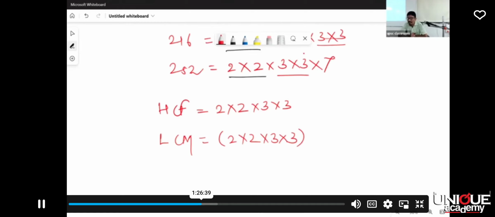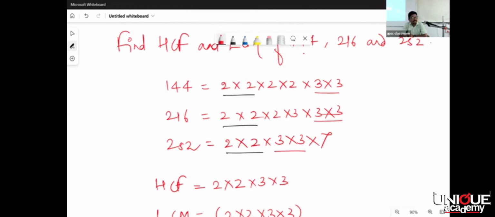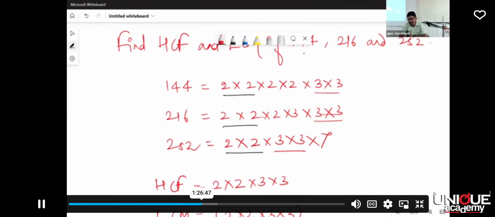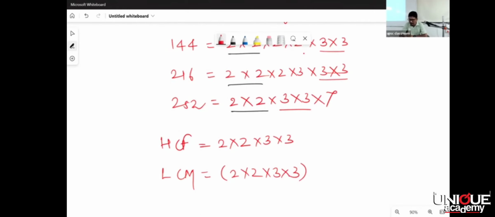Now in the case of LCM, first of all, the HCF 2 into 2 into 3 into 3 is already here. Now the uncommon factors. In the first number, what are the uncommon factors remaining? 2 into 2. In the second number, which are remaining? 2 into 3. And in the third, 7 only. Now, what is common in all is the HCF, that's why we got the HCF. Now, to continue for LCM, we have to multiply the HCF by the uncommon factors.